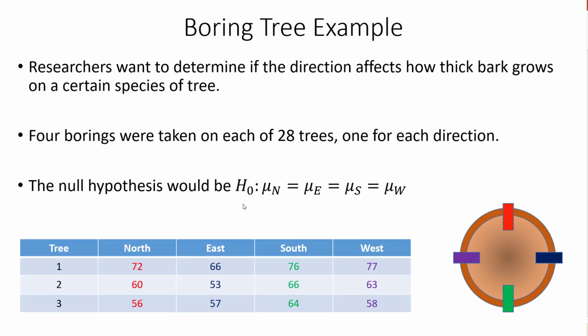The problem that we have with these data, though, is that while the trees are assumed to be independent, the 4 measurements that we take from the trees definitely are not. This 72 is going to be dependent on the 66, on the 76, and the 77, because if tree 1 has thick bark, on average, all 4 of these measurements are also likely to be thick. If tree 3 has thin bark in the north, the other 3 measurements are also likely to be thinner than on average. So what do we do?